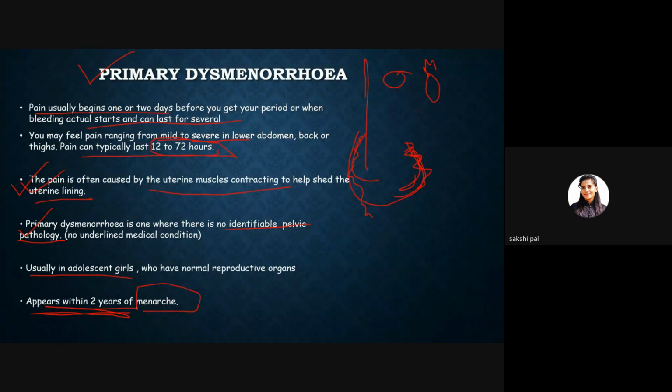Within the 2 years, that means the girl is young. So for young women it is very common, and in those who have normal reproductive organs. Okay, normal in starting.